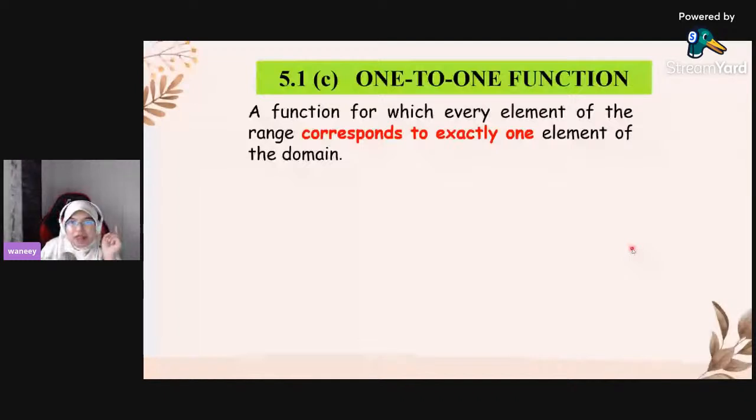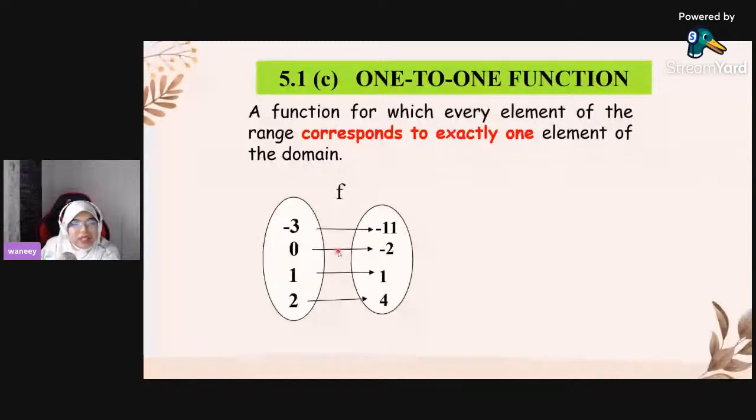So that is the reason why this is one. So one element in the domain. So on the left side here, this is domain. On the right hand side, range. So one domain, one range. One domain, one range. So this is one to one.